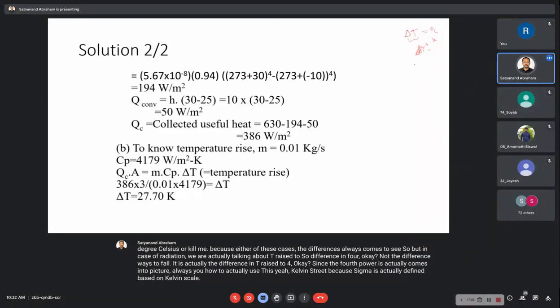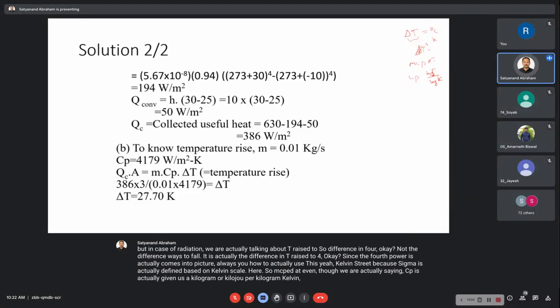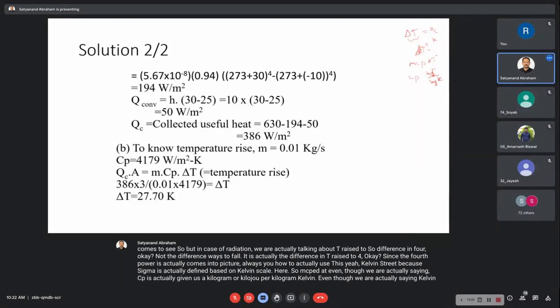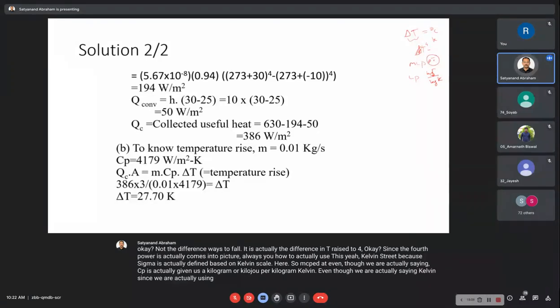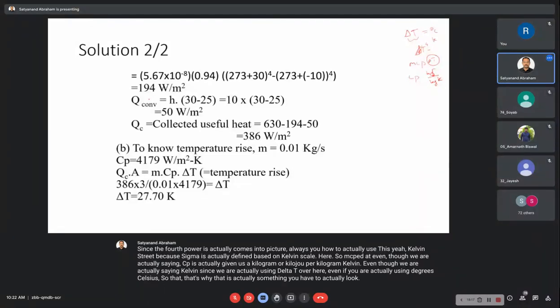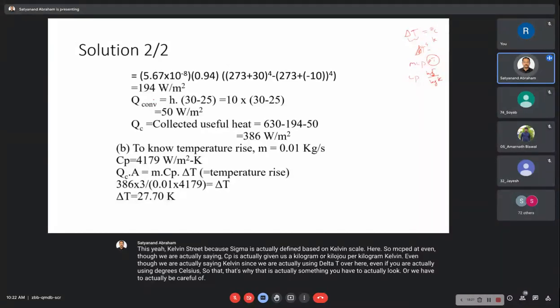So in m Cp delta T, even though Cp is given as kilojoule per kilogram Kelvin, since we are using delta T over here, even if we use degree Celsius, it is okay. So that is something you have to be careful of.